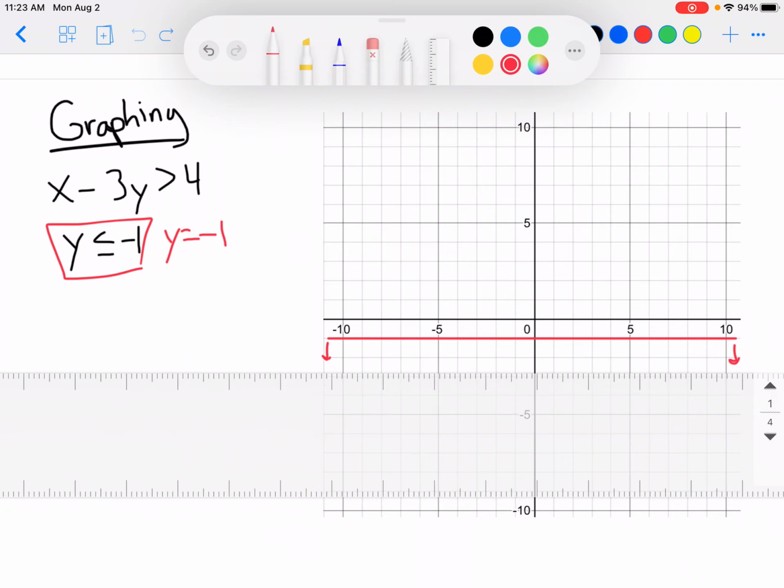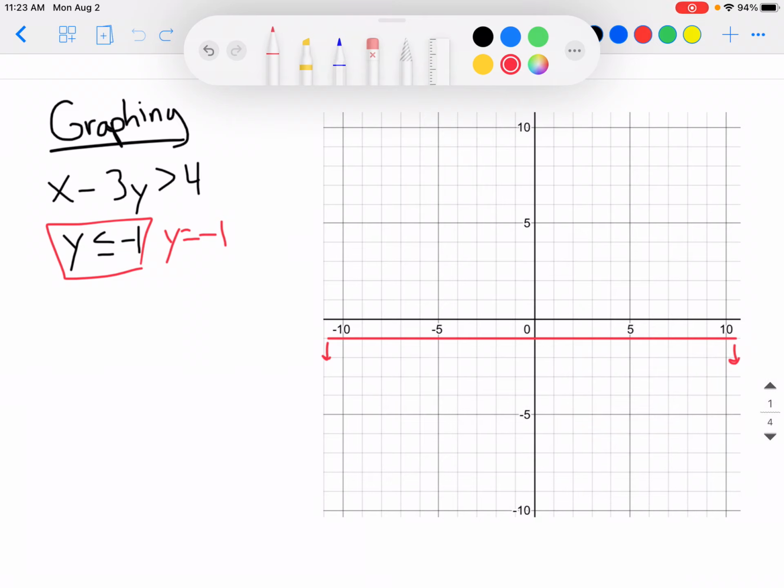All right, let's put this off to the side. Let's grab the ruler for a second, and let's focus on the other one. This one's going to be a little more complicated and nuanced. We've got a couple of options here.